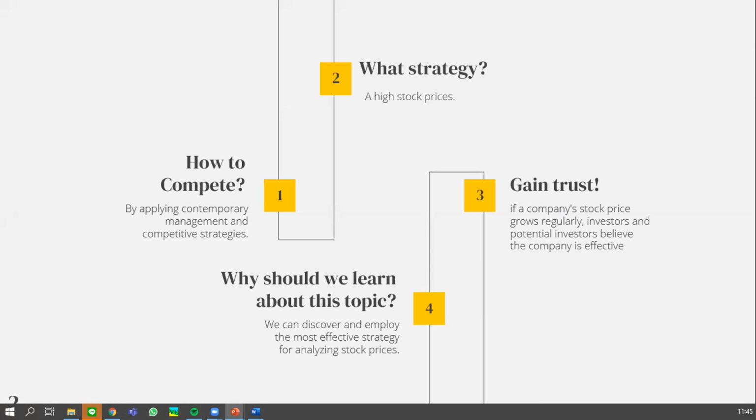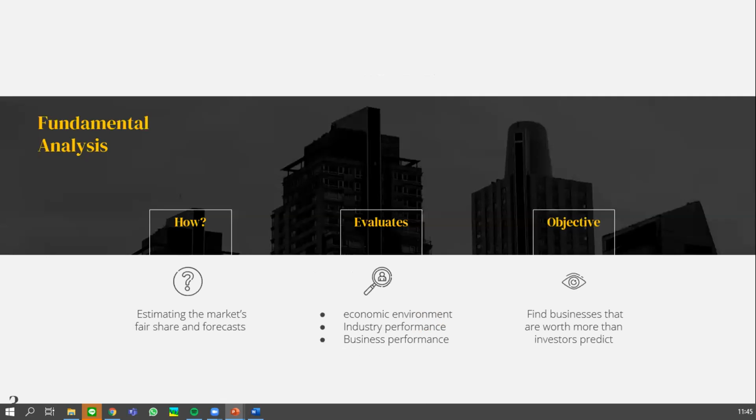So why should we learn about this topic? We can discover and employ the most effective strategy for analyzing stock prices. When it comes to evaluating stock prices, there are 2 approaches. The first is fundamental analysis, which works by estimating the market fair share and forecasting future values by combining past data. Before making investment decisions, fundamental analysis evaluates qualitative parameters, such as the economic environment, industry performance, and business performance. Finally, the objective of this study isn't only to identify a successful firm and profitable business, but also to find businesses that are worth more than investors expect.